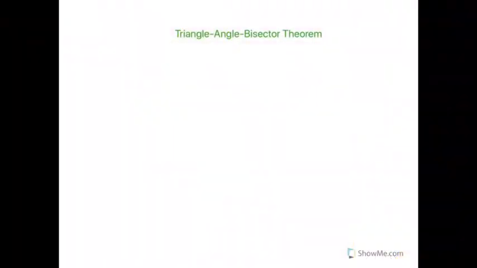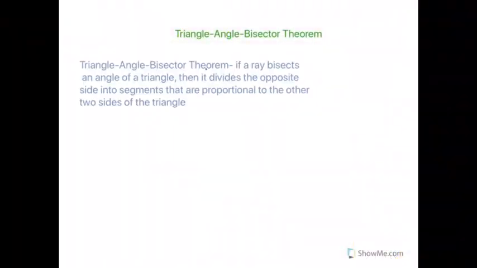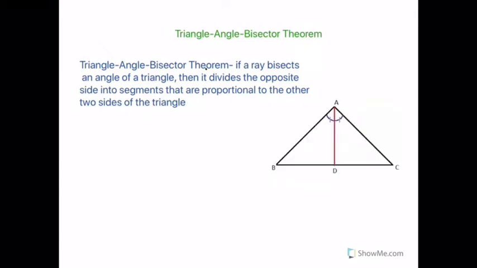Let's look at the Triangle-Angle-Bisector Theorem. It states, if a ray bisects an angle of a triangle, then it divides the opposite side into segments that are proportional to the other two sides of the triangle. So here's a picture of what's happening.